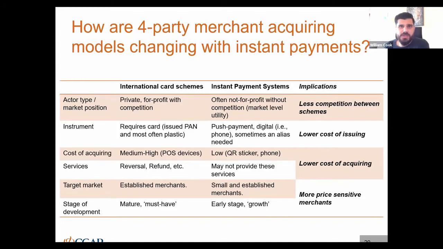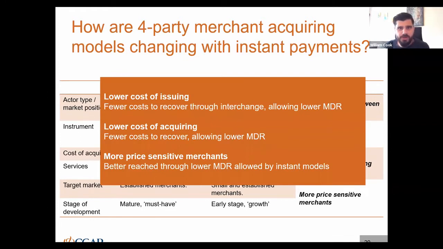So how are we thinking about that model changing as more of these schemes look towards merchant payments and instant payments? Well, I won't go through all of these, but you get the sense here where you're talking less about things like POS devices and more about QR stickers. You're talking less about large established merchants and more about small shops in developing markets. You're talking less about plastic cards getting printed and mailed and more towards things just on your phone. So you see some of the implications here across the right side: lower cost of issuing, lower cost of acquiring, more price sensitive merchants, which has implications for the broader scheme economics and the types of interventions that are needed.